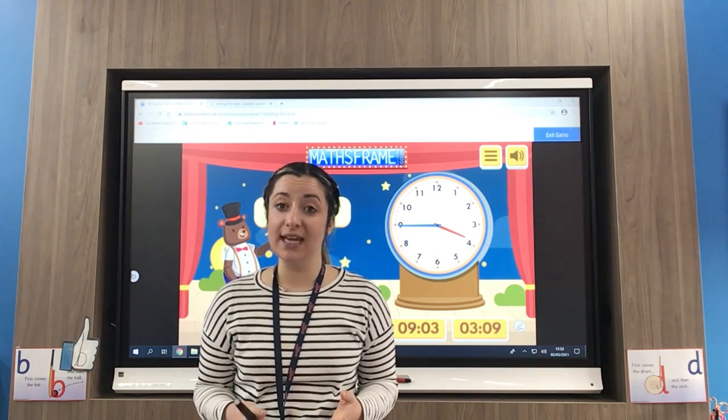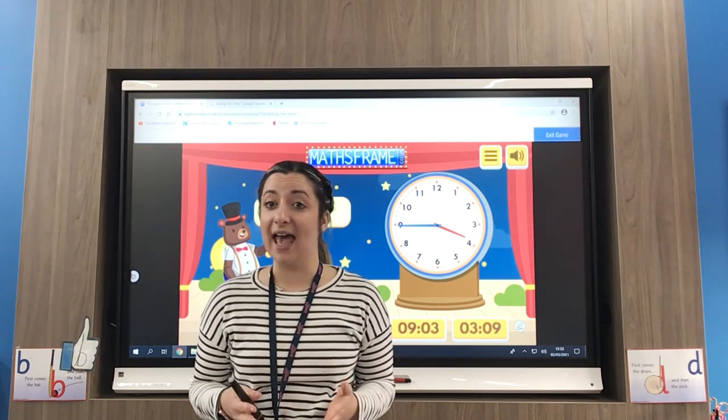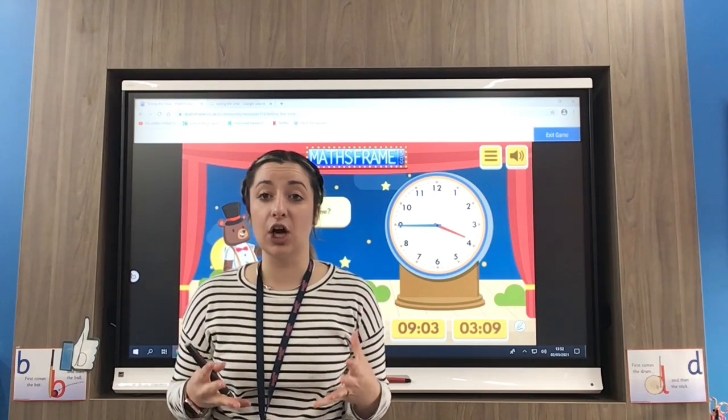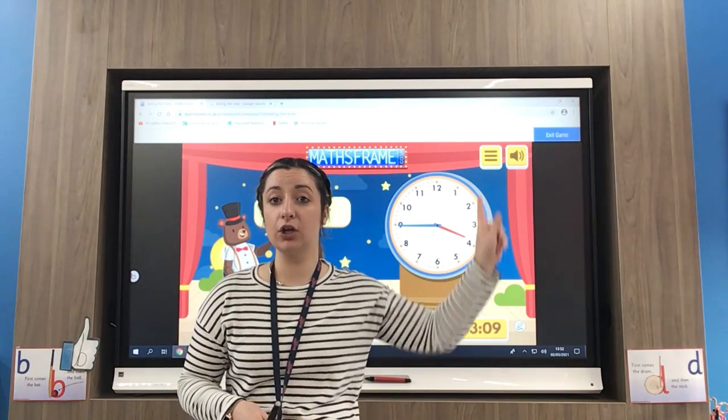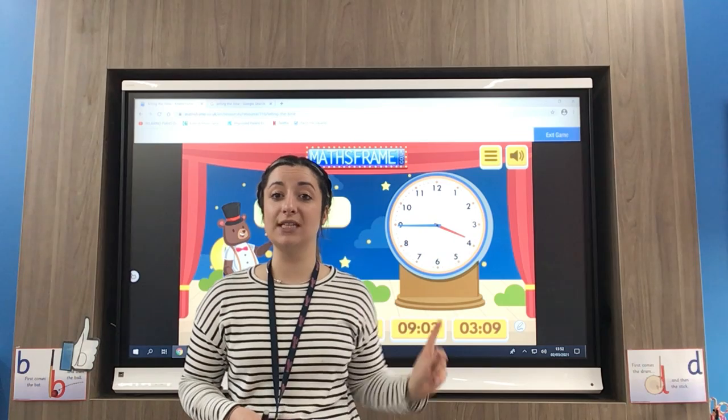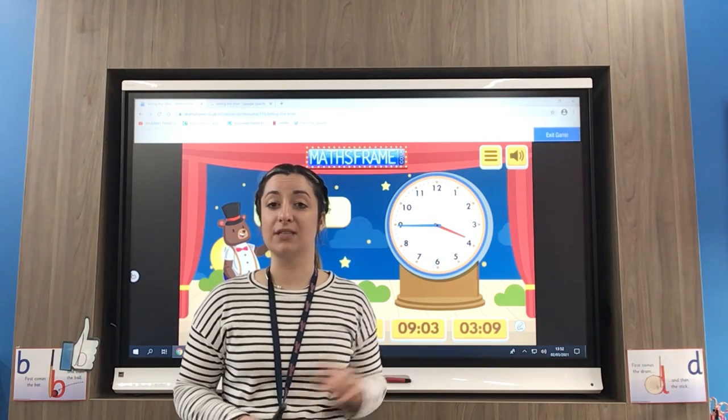Okay, good luck everybody, and my challenge for you today is to just have a look at clocks to see if you can tell the time. See if you can tell the time on an analogue clock, which is one that looks like this, or digital, which is one that is represented like this.